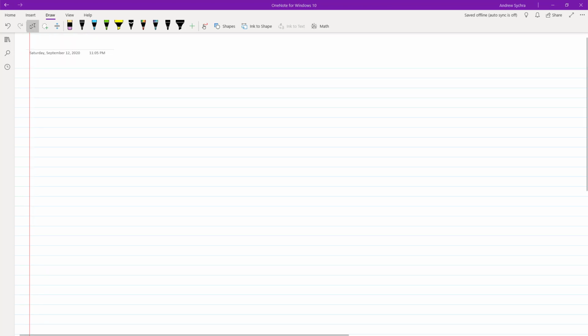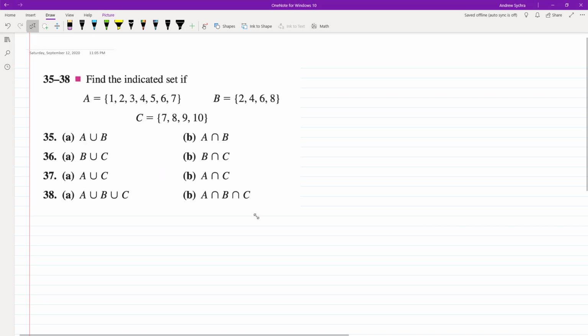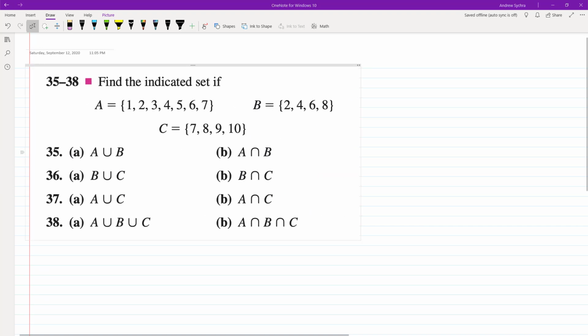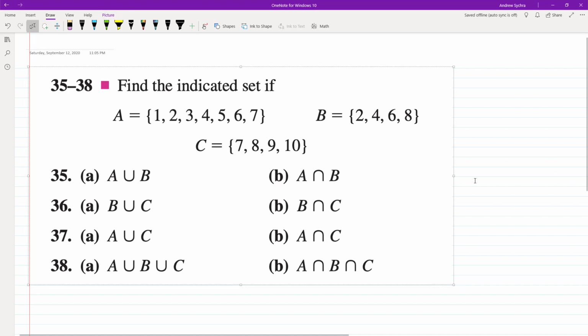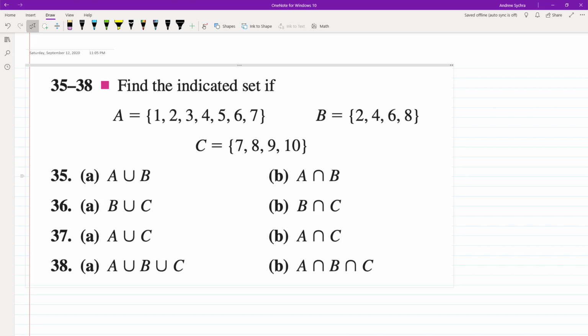All right, 35 through 38. Oh boy. Alrighty. All right, so for here, what we want to do is, when we have union, or excuse me, this is like a Venn diagram. So this means everything included in both A and B.